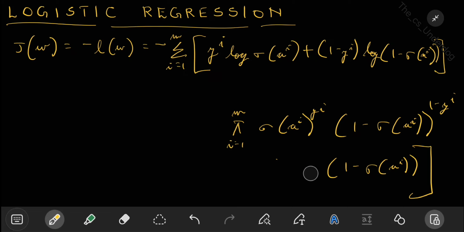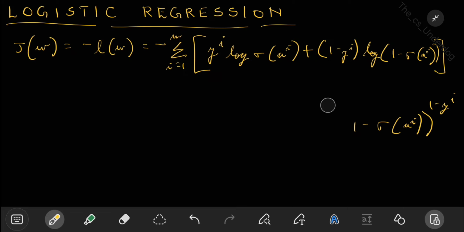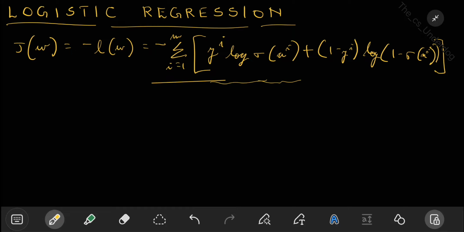So what do I have to do now? Now I have to minimize this, because log likelihood I had to maximize, but negative of log likelihood I have to minimize. It is minus of sigma i equal to 1 to m, yi into log sigma ai plus 1 minus yi log 1 minus sigma ai. This is ai, okay, 1 minus sigma ai. So this is my negative log likelihood. What do I have to do now? I have to minimize the value of negative log likelihood. That is the next task.